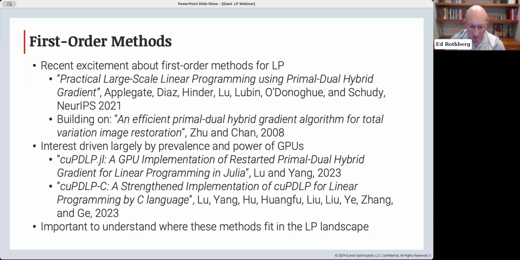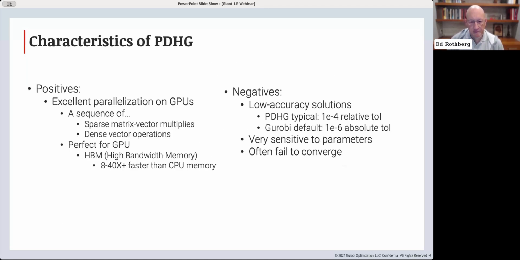And then building on this paper, there have been a few papers that talk about implementing this approach, PDHG, on a GPU. The intent of this work and other work has been to expand what's possible. So in order to understand where this fits in the landscape, we need to compare it against some of the other approaches. At a high level, comparing PDHG against the alternatives.